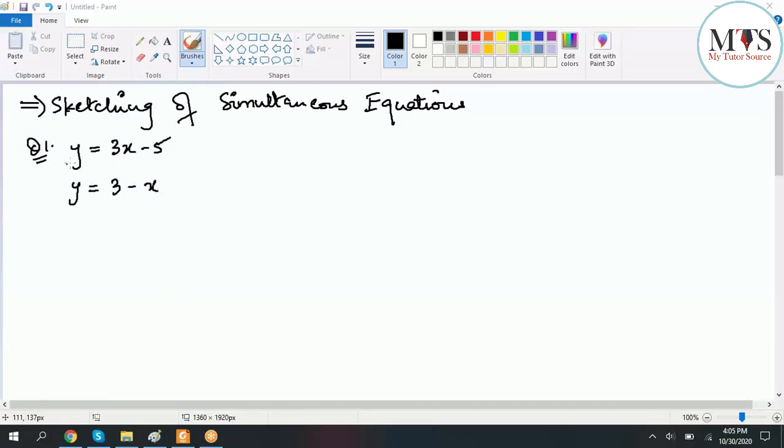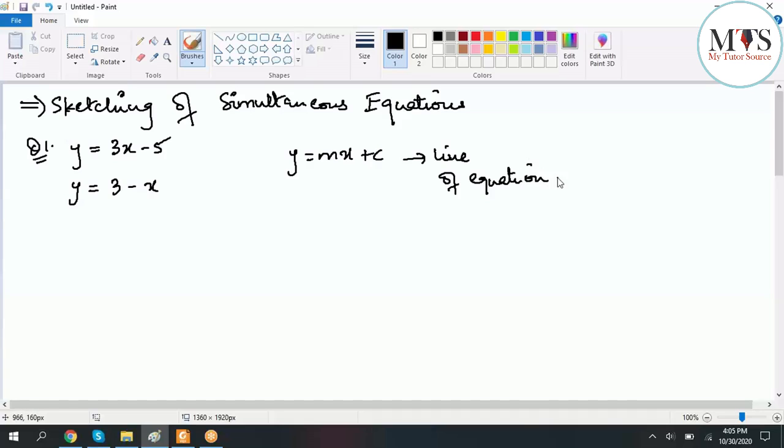So let's say we have these simultaneous equations. y equals 3x minus 5. Y equals mx plus c is our line equation. Is that a linear line? Yep, a straight line.